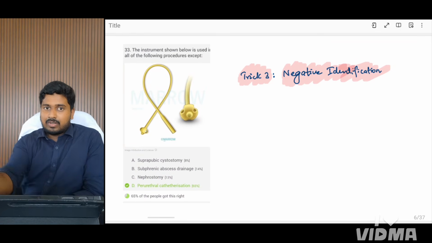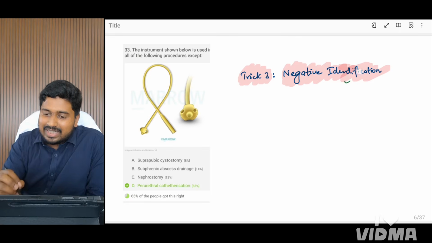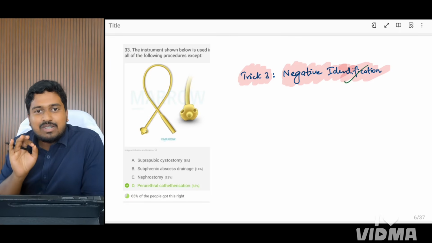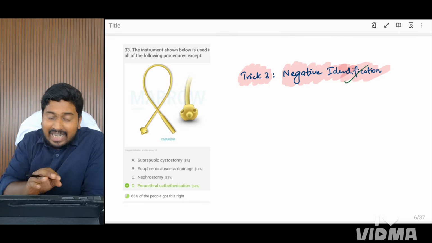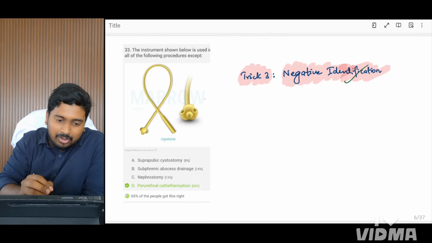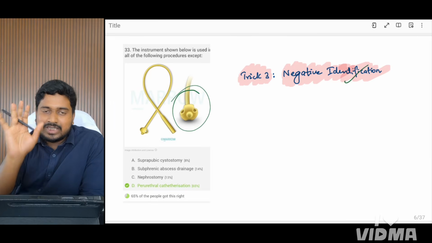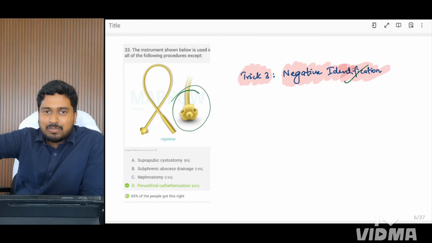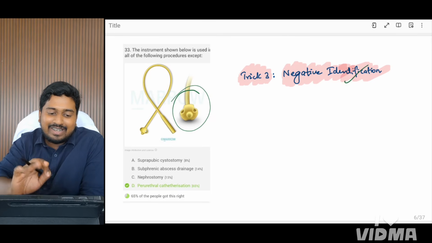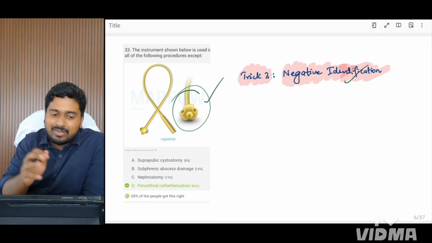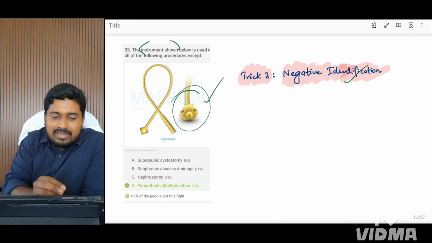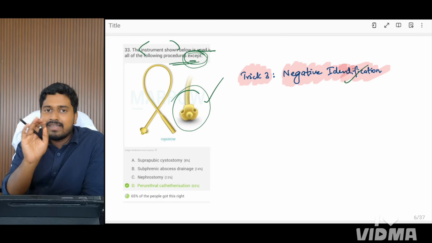Okay. Now we'll go to third one. Okay, this trick is known as negative identification. So this question was very classic. This was also asked in mock test, and when I saw this option, I didn't even see what the question is. I just saw the end of this tube. I don't know what this tube is. I don't know the name of this tube. I'm a pediatrician. I don't have any idea what this surgical instrument is. Okay, urological instrument is. And the question is, it is used in all the following things except, okay.